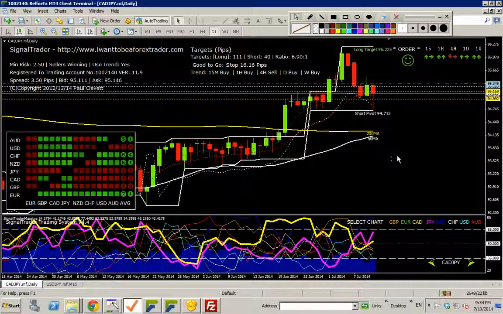So here's another one. Again, same sort of story. Look, we're right at the bottom. It's come up here, it's bounced back down here. So we've got our first long target up here. There's a nice 111 pips target there. It's got a tiny stop of 16 pips.